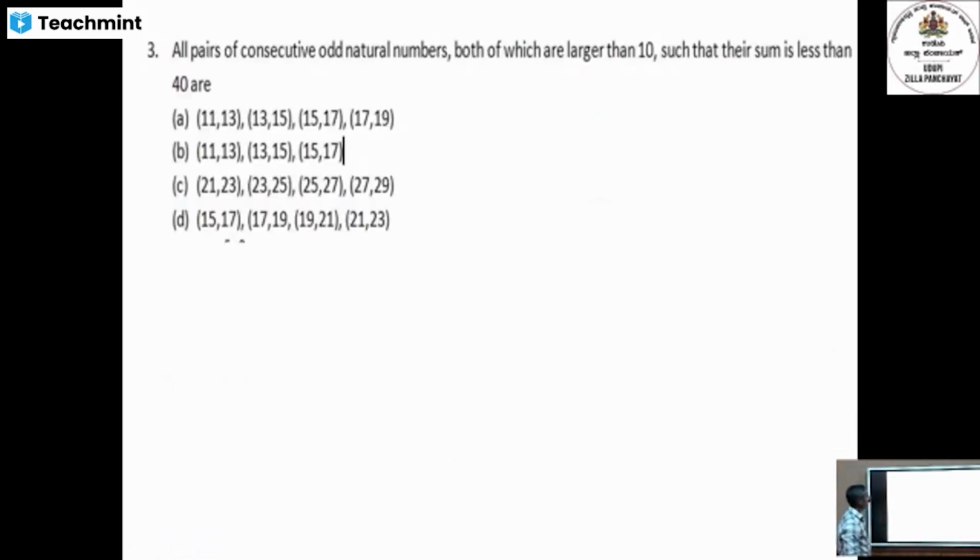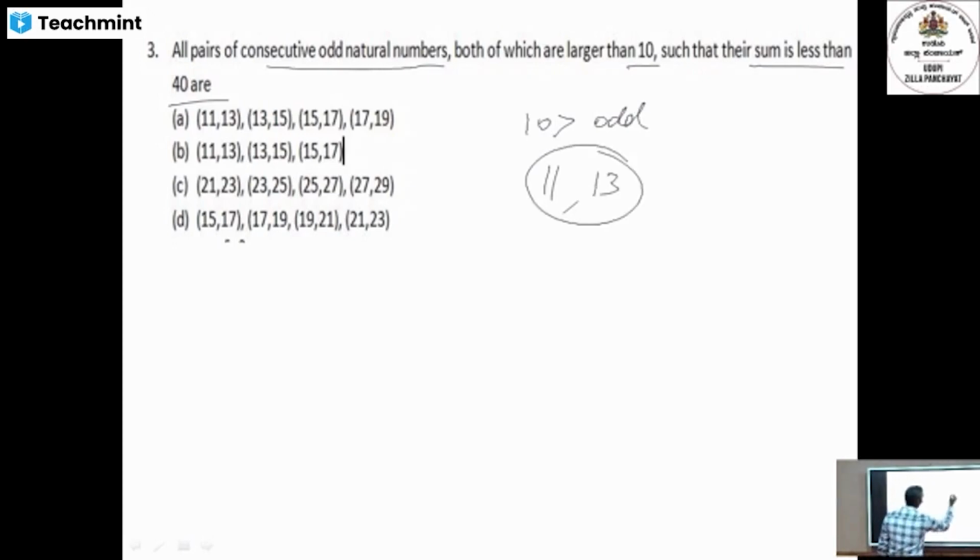So third problem: all pairs of consecutive odd natural numbers, both of which are larger than 10, such that their sum is less than 40. What is the first odd natural number greater than 10? 11. See, 11 and 13 are the first pair of consecutive odd natural numbers.